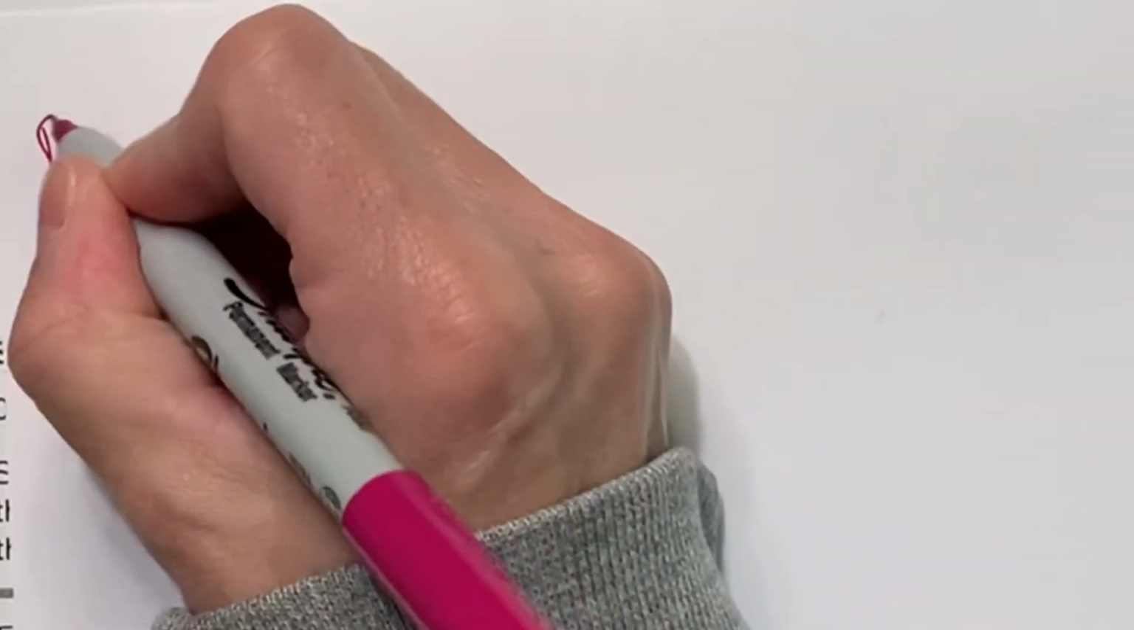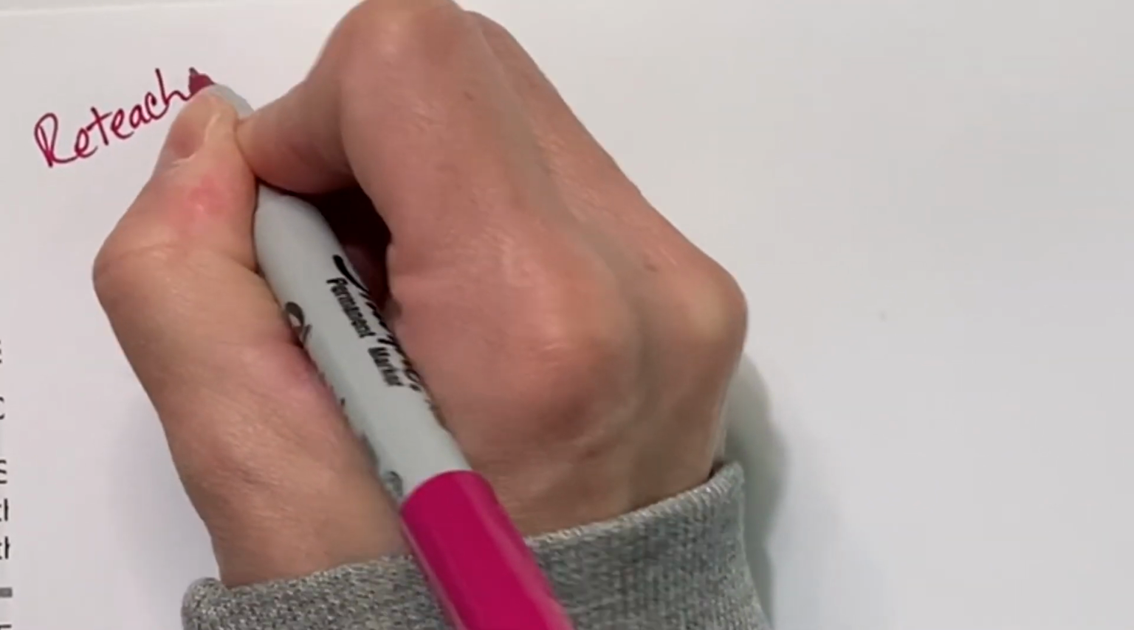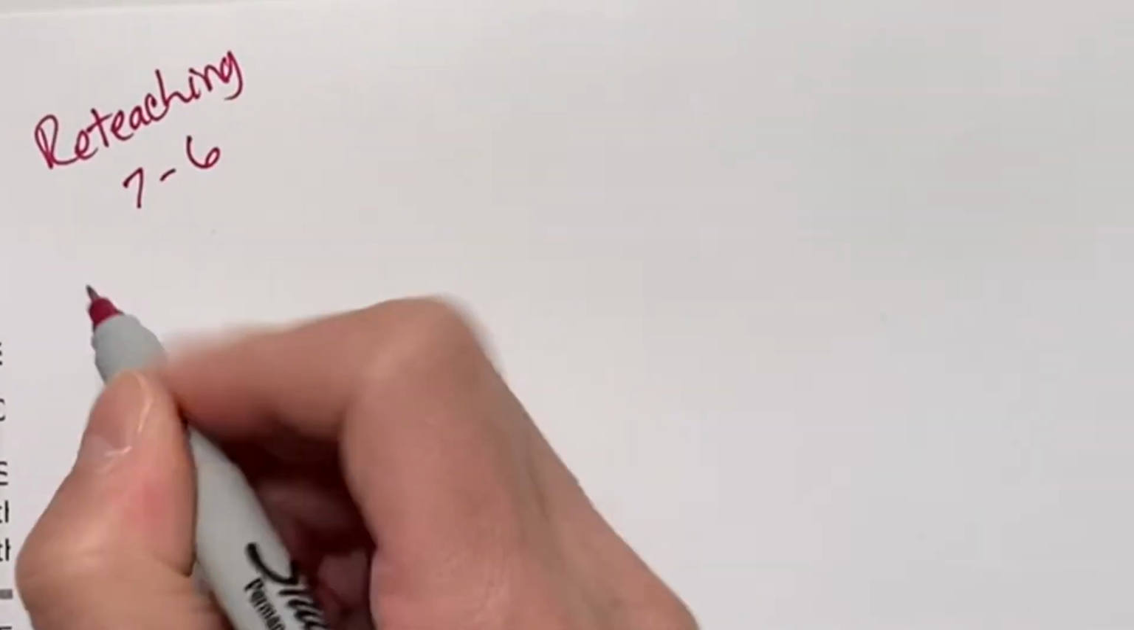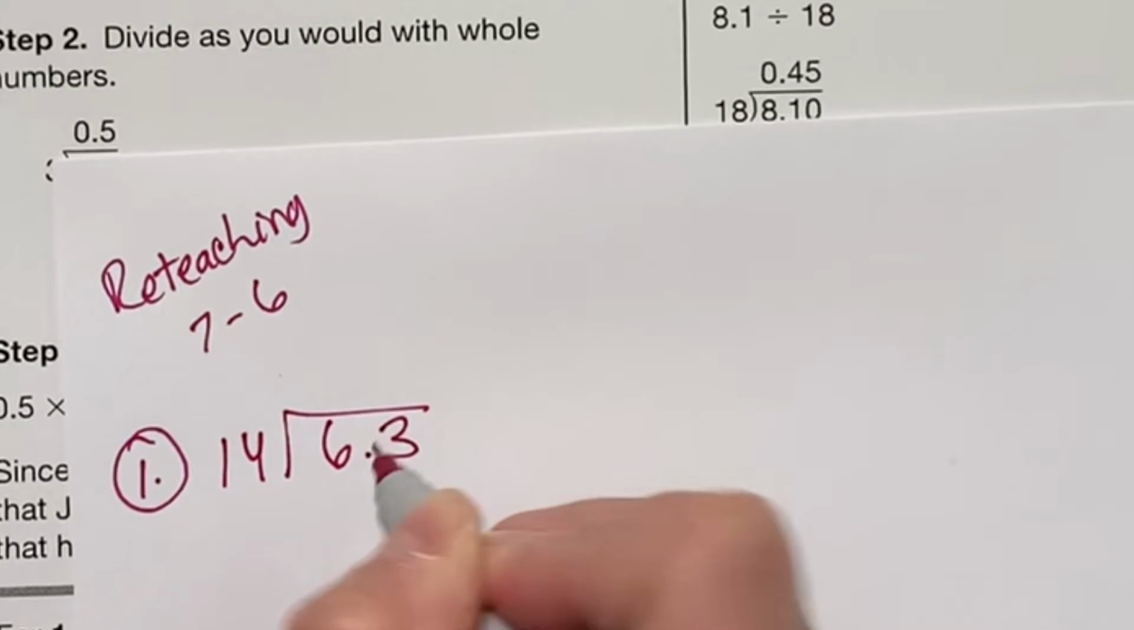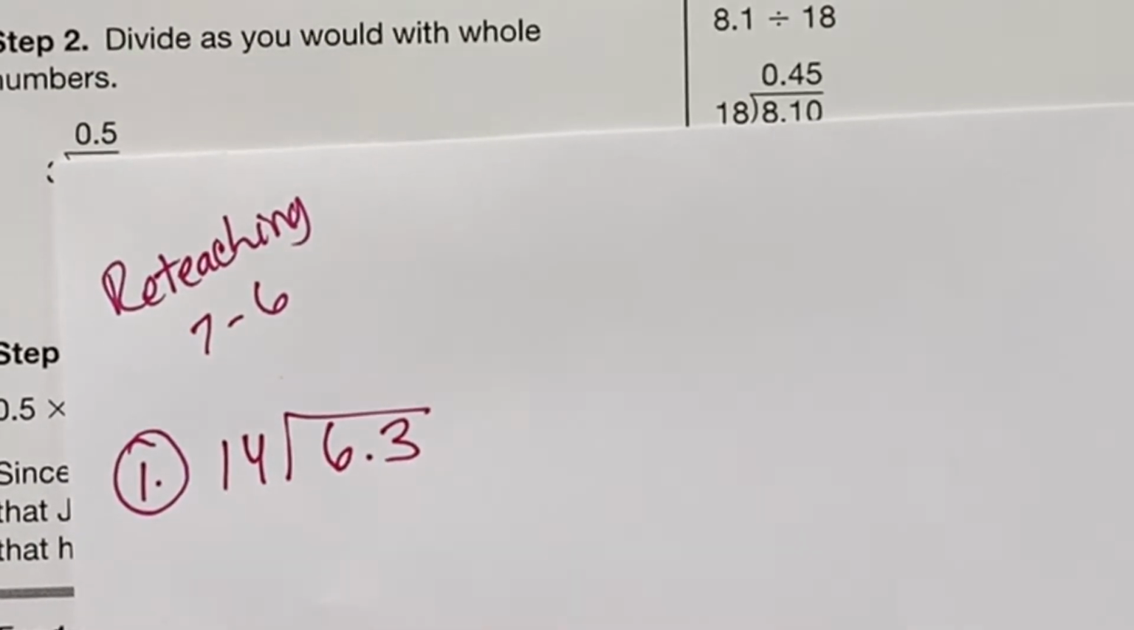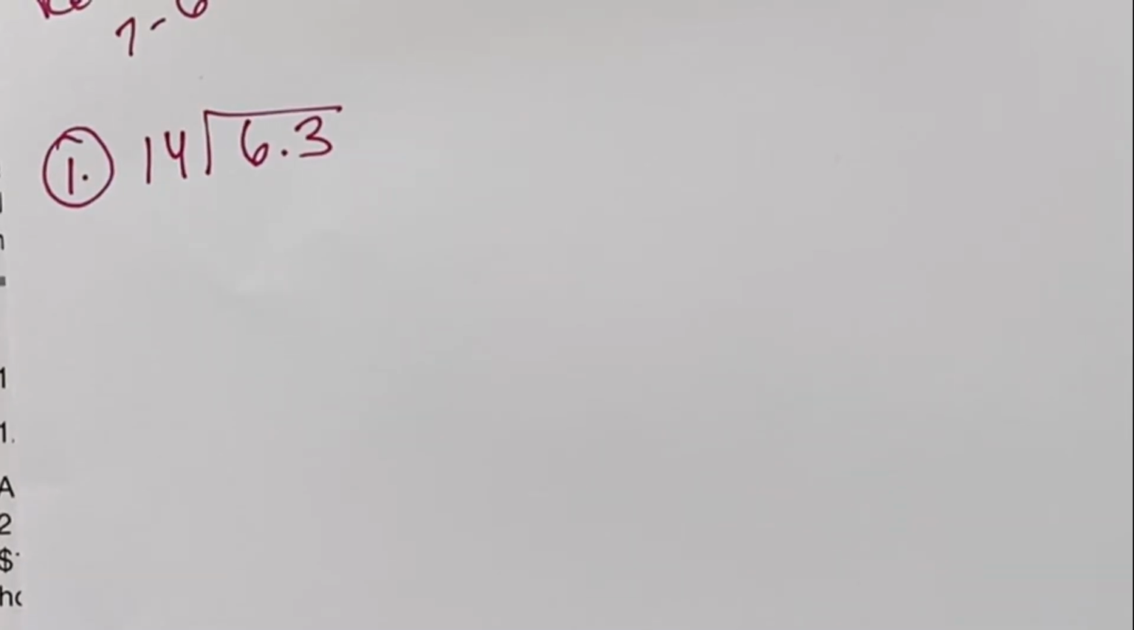So I'm going to take my paper and I'm going to write Reteaching 7-6. This is number 1 on the worksheet. And the problem is 6.3 divided by 14. Today I'm going to teach the algorithm. So you're going to really need to tap into your multiplication facts and skills for this and your mental math. A multiplication chart is very helpful today.